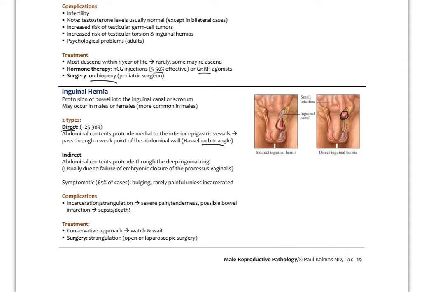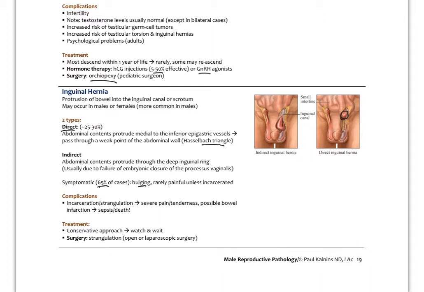With direct hernias, we get some protrusion of the intestinal contents into the upper areas. An indirect hernia is where the abdominal contents protrude through the deep inguinal ring, and usually that's due to embryonic failure of the processus vaginalis to close properly. This can cause the bowel to go all the way down into the scrotal sac, and that can cause a bulging in the scrotum. In about 65% of cases you're going to see symptoms, so not all cases will be symptomatic, but that's bulging, and it's rarely painful unless the intestinal loop twists upon itself and becomes incarcerated. And that's where we start to see real problems.